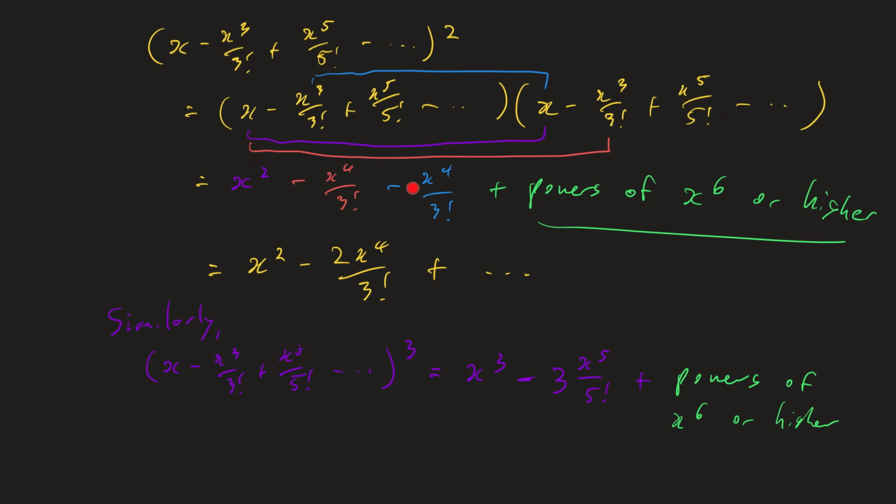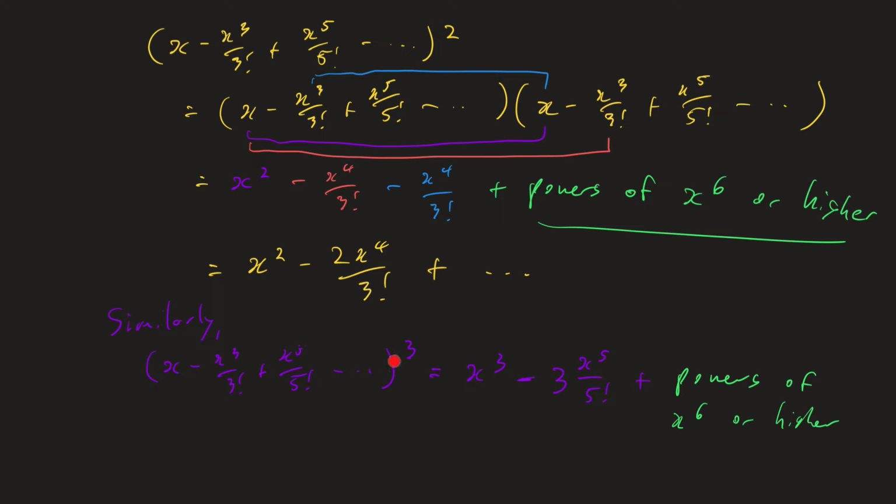Finally, we can simplify this. I've got two terms with x to the fourth, so I can collect them. So this Taylor series, when squared, gives me x squared minus 2x to the fourth on 3 factorial plus terms that involve powers of x to the sixth or higher.